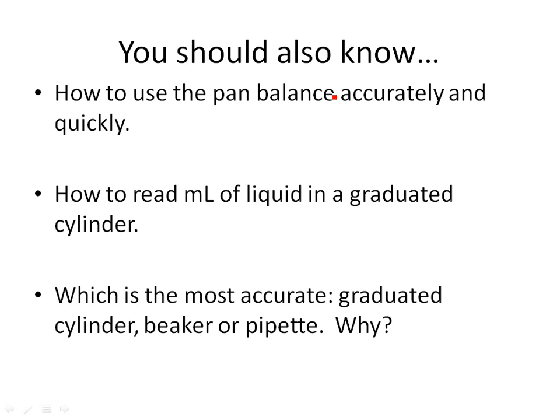Also make sure for the metric and measuring, you know how to use that triple beam and that pan balance accurately and quickly. Start with the hundreds, then the tens, then the ones. Okay, practice that. Also know how to read milliliters of a liquid in a graduated cylinder and in a pipette. Practice that. Know what the most accurate method of measuring volume of a liquid is. Is it a cylinder, a beaker, a pipette, and why? Make sure you go through all the questions of the lab manual for this and double check that you have the correct answer.